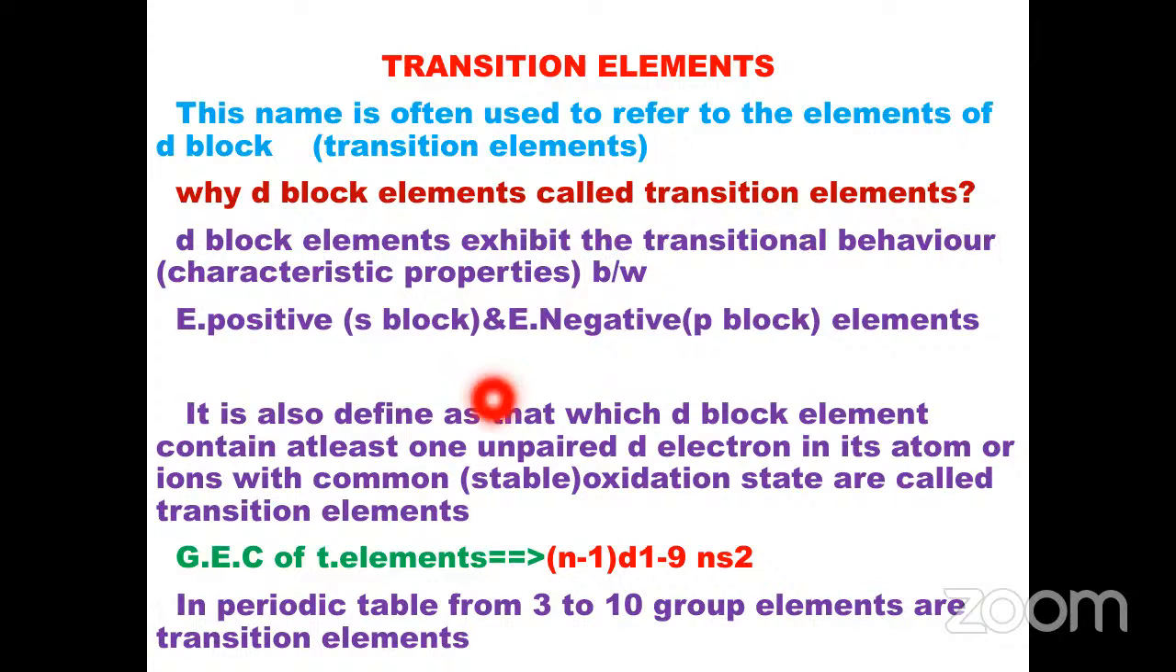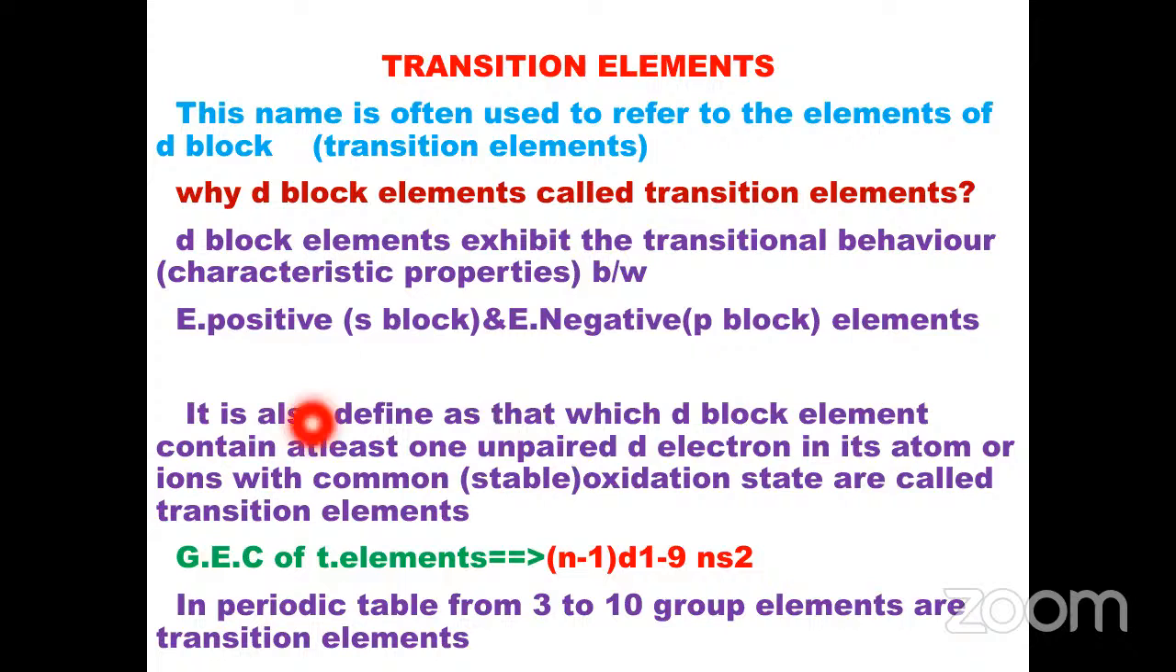It is also defined that a d block element which contains at least one unpaired d electron in its atom or ions with common, that means stable, oxidation states, is called a transition element. Generally, we don't know what these transitional behaviors are. Then how do we find whether a given element belongs to the d block or is a transition element? This concept makes it easy to identify.